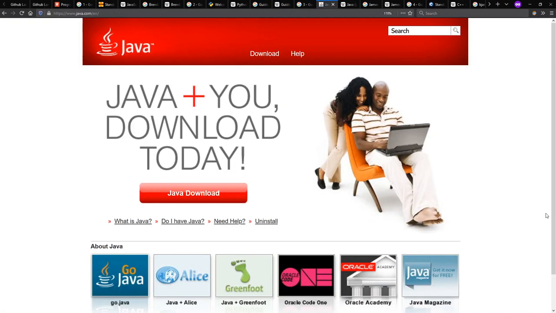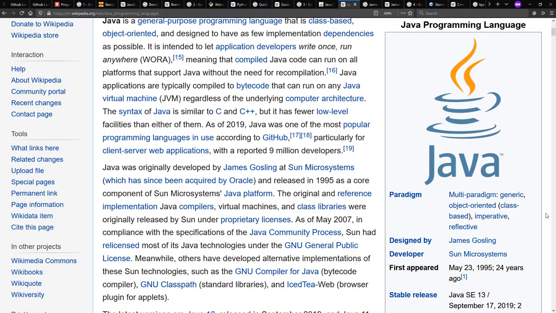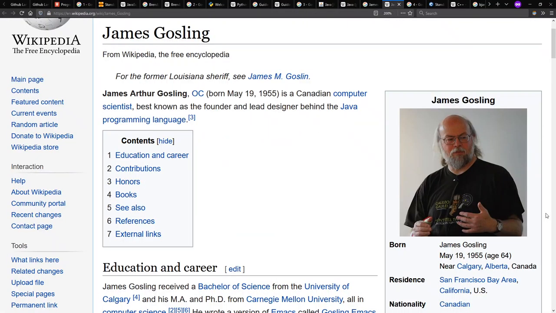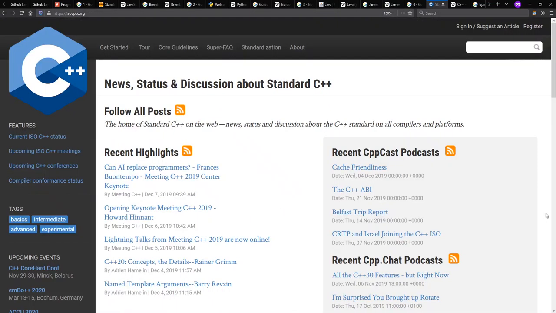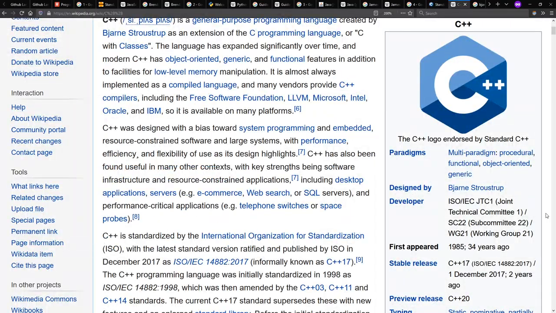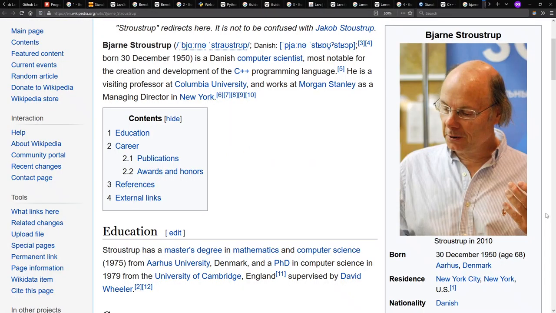Number three, we have Java, released originally in 1995, designed by James Gosling, who was from Alberta, Canada. Number four, we have C++, released originally in 1985, designed by Bjarne Stroustrup, who is from Denmark.